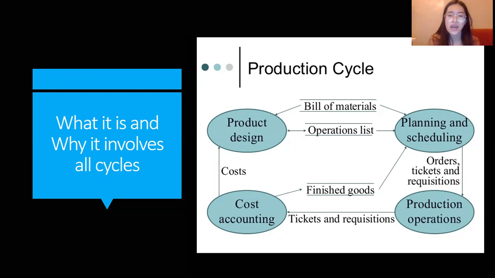And then next we have the planning and scheduling. Its objective is of course to plan and schedule activity and to develop a production plan that is efficient enough to meet existing orders and anticipated short-term demand while minimizing inventories of both raw materials and finished goods.